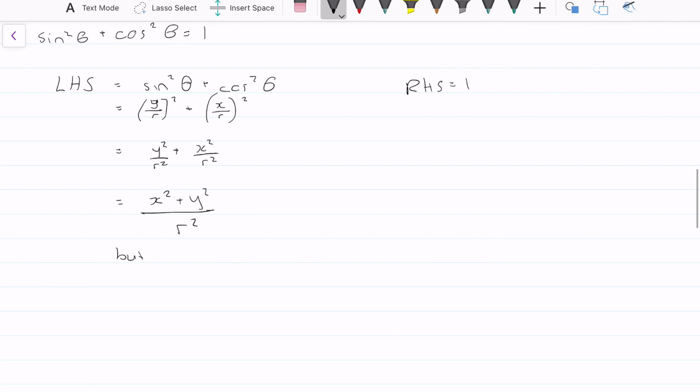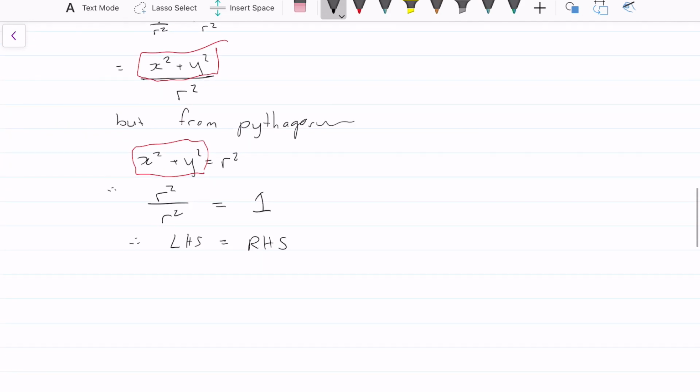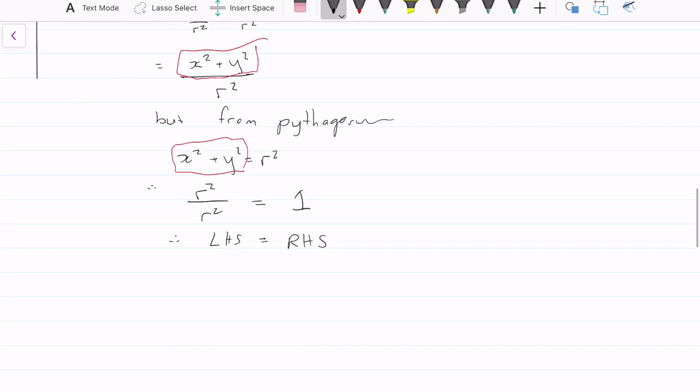But from Pythagoras, we know that x squared plus y squared equals r squared. Therefore, we have r squared over r squared. So what I've done is I've replaced x squared plus y squared by r squared. And r squared over r squared is just equal to 1. So therefore, the left hand side is equal to our right hand side. Cool stuff. Okay, let's go on.